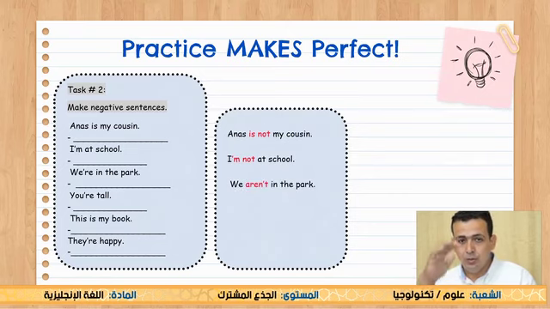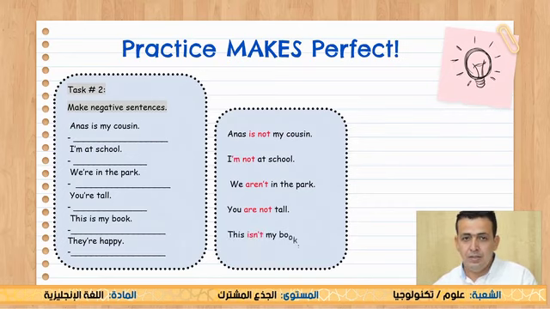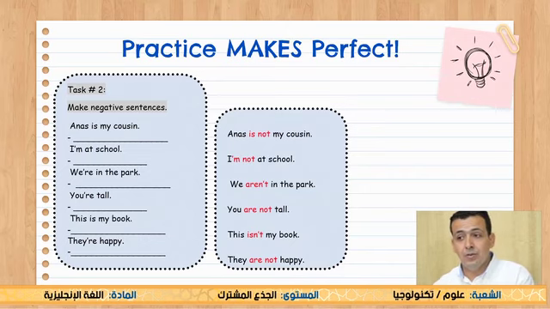You are tall. This is a description, okay? So you aren't tall. Very good indeed. This is my book. Imagine that it doesn't belong to me. It's not mine. So this is not my book. Yes, very good indeed. So again, you can put either is not or isn't. They are happy. Imagine that they are sad. So how can you make a negative sentence here? They are not happy. So this is for practice on negative sentences.